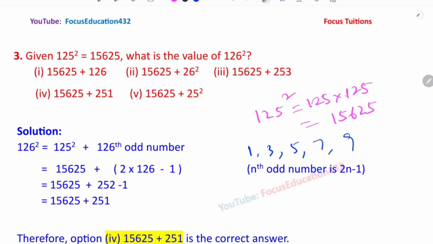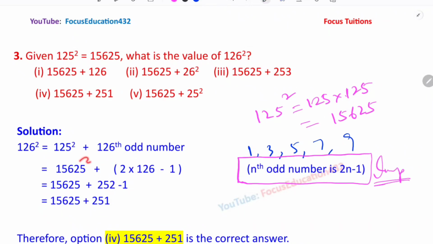So how do you get the nth odd number for any n? It is 2 multiplied by n minus 1. This is a formula you have to remember. The nth odd number is 2n minus 1. This is important.